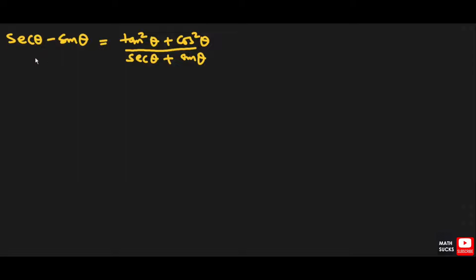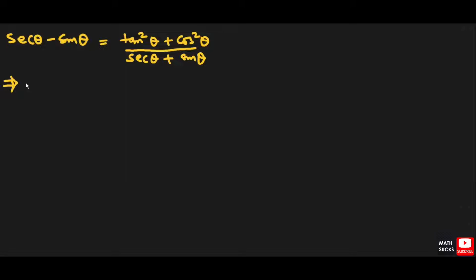So we look at the left hand side and then the right hand side, and we observe that on the left hand side the function is sec theta minus sin theta, and on the right hand side in the denominator we have a conjugate to that, with the same functions but with a positive sign in the middle. So that gives us an idea on how to start with this verification.